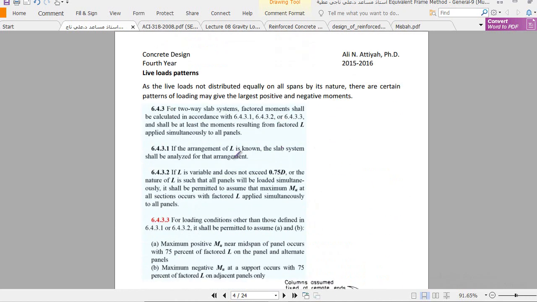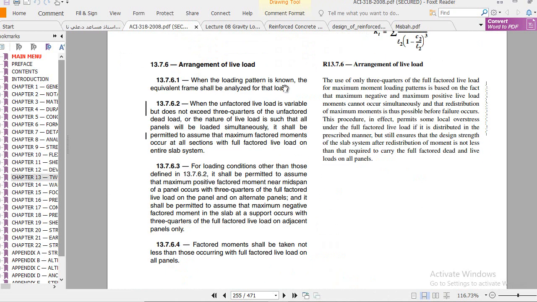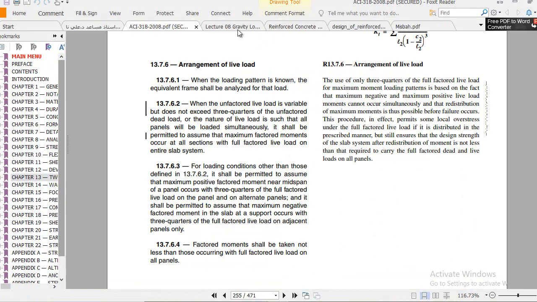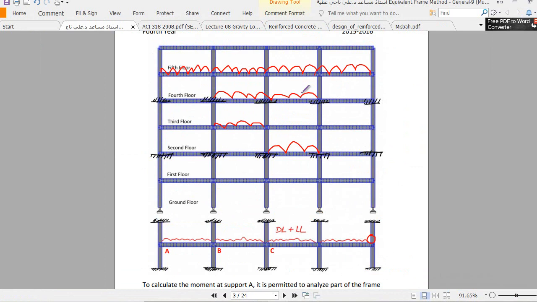These are the limitations of the ACI code. Let me explain this from the code. When the loading pattern is known, the equivalent frame shall be analyzed for that load. It is very important. In most cases, it may prevail that the live load pattern is known to us.